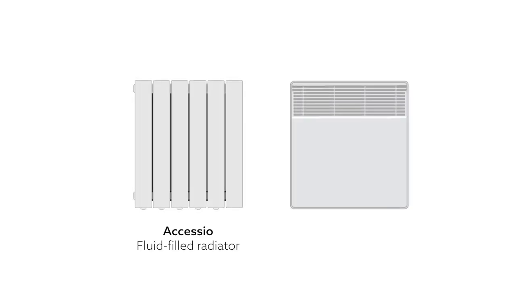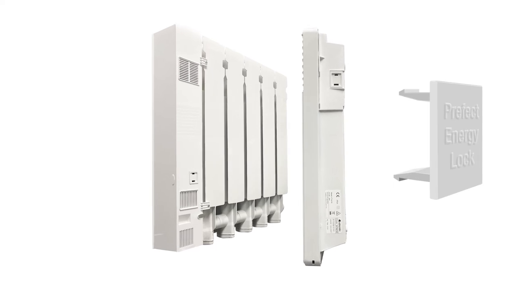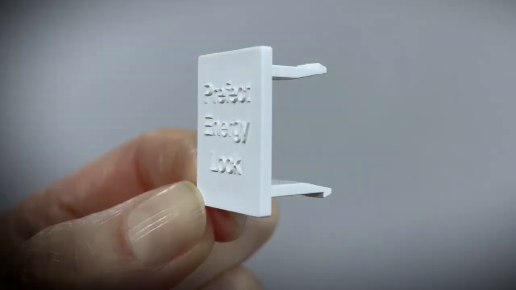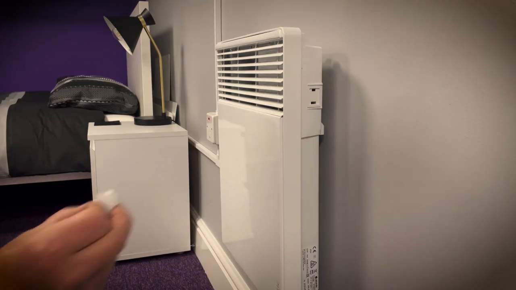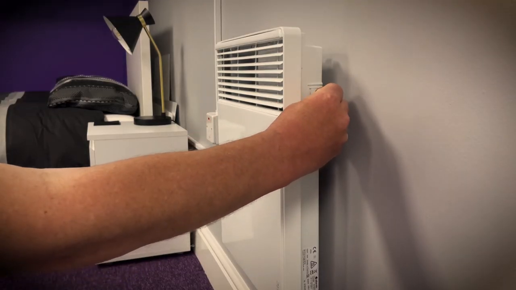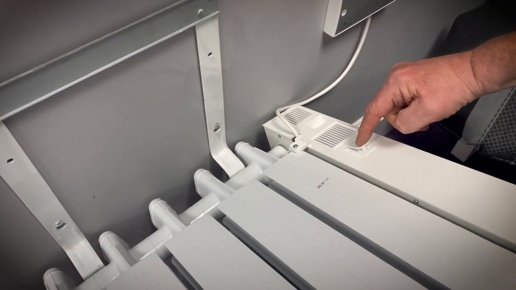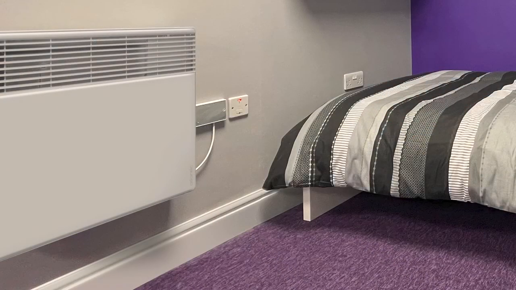Heaters with electronic controls are not compatible with Irus and will need to be replaced. When connecting to Prefect Accessio or Atlantic panel heaters, you will need to insert the energy lock key, which is supplied with the control unit. The heater will not operate without this key. Holding the key with the tooth at the top, insert it into the slot on the heater and push until it is flush. This enables the heater to operate when the control unit calls for heat.